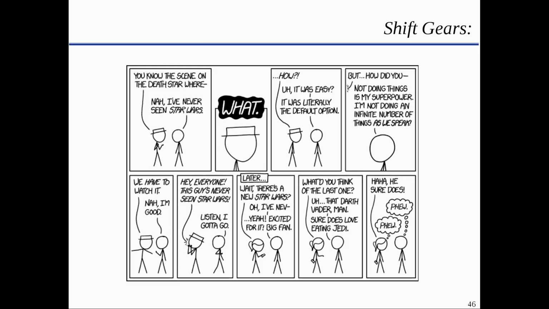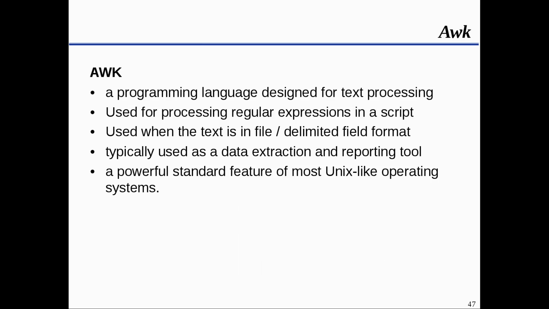Okay, so now we're going to talk a little bit about awk. So awk is a programming language designed for text processing. It's used for processing regular expressions in a script. It's used when the text is in a file delimited field format. And it typically is used as a data extraction or reporting tool. Powerful standard feature of most Unix-like operating systems.